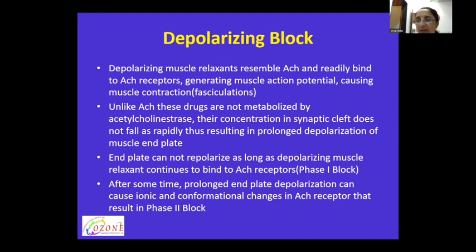Prolonged exposure to a depolarizing agent, that is 5 to 7 milligram per kg, causes phase 2 block, and that resembles non-depolarizing block because the acetylcholine receptors at the presynaptic and postsynaptic junction get exposed to a large amount of succinylcholine. That is also called a desensitization block.